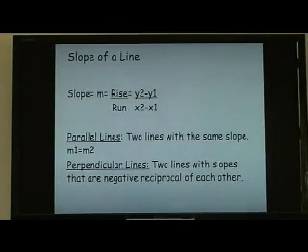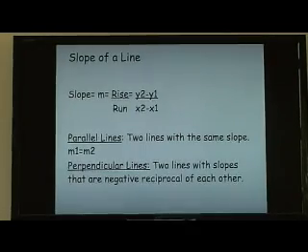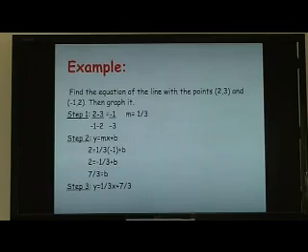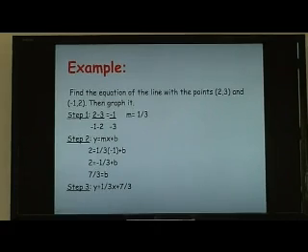The slope of a line, which is m, is the rise over run. To find that, we do y2 minus y1 over x2 minus x1. Parallel lines are two lines with the same slope, where m1 equals m2. Perpendicular lines are two lines with slopes that are negative reciprocal to each other, and they intersect at a 90-degree angle. For example, find an equation of the line with the points 2, 3 and negative 1, 2.